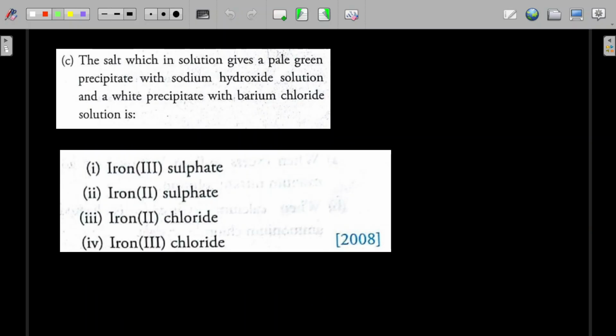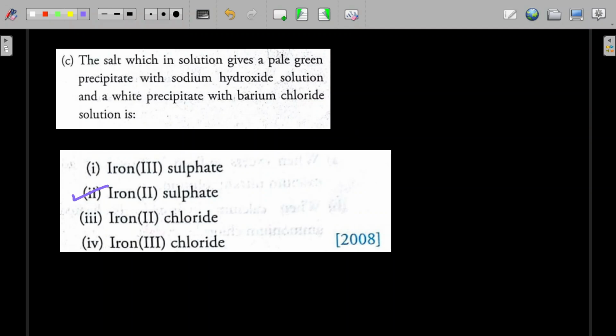Okay. Vanishika, tell me the answer for this. The salt which in solution gives a pale green precipitate with sodium hydroxide solution, and a white precipitate with barium chloride. Sir, iron 2 sulfate. Iron 2 sulfate. Right. See here, both they have asked.